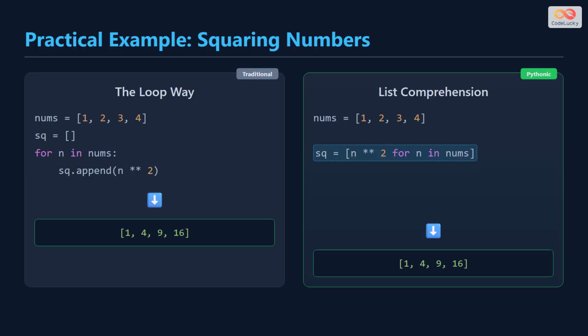Here is a side-by-side comparison. On the left is the loop we saw earlier. On the right is the list comprehension version. Notice how 4 lines of code have been compressed into a single, readable line. We directly define the list variable and fill it with the squared values in one go.